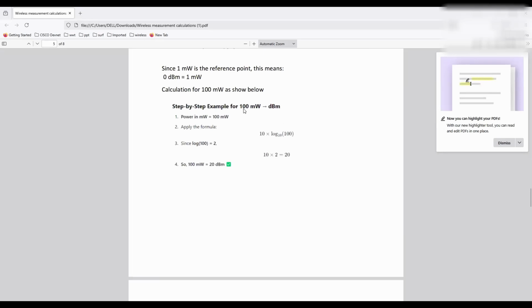So let's convert 100 milliwatts to dBm. Power in milliwatts is 100 milliwatts, correct? So I take the formula, log 10 of 100. How many times do I need to multiply 10 to get to 100? That is 2 times, 10 into 10. So this portion will become 2. That's why log 10 of 100 is equal to 2. So instead of writing 100, I am writing a reference value 2. Then I am multiplying that with 10, so 10 into 2 is equal to 20. Okay. So 100 milliwatts is equal to 20 dBm.